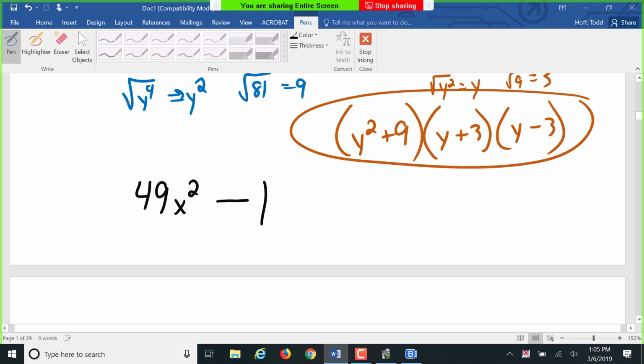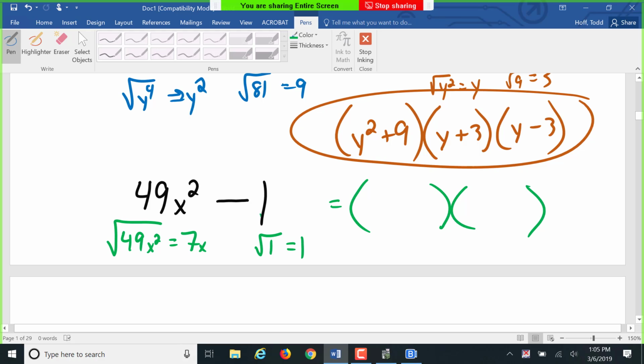Is that the difference of perfect squares? It is. The square root of 49x squared is 7x. The square root of 1 is 1. So that factors to be what? Perfect. 7x plus 1, that's our sum. And 7x minus 1, that's our difference. It becomes that sum and difference product.